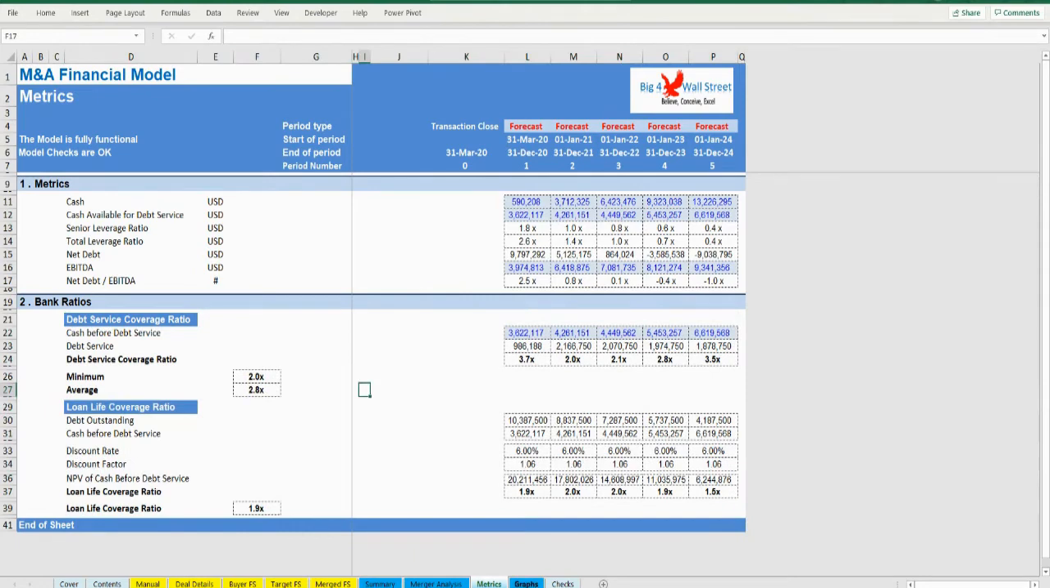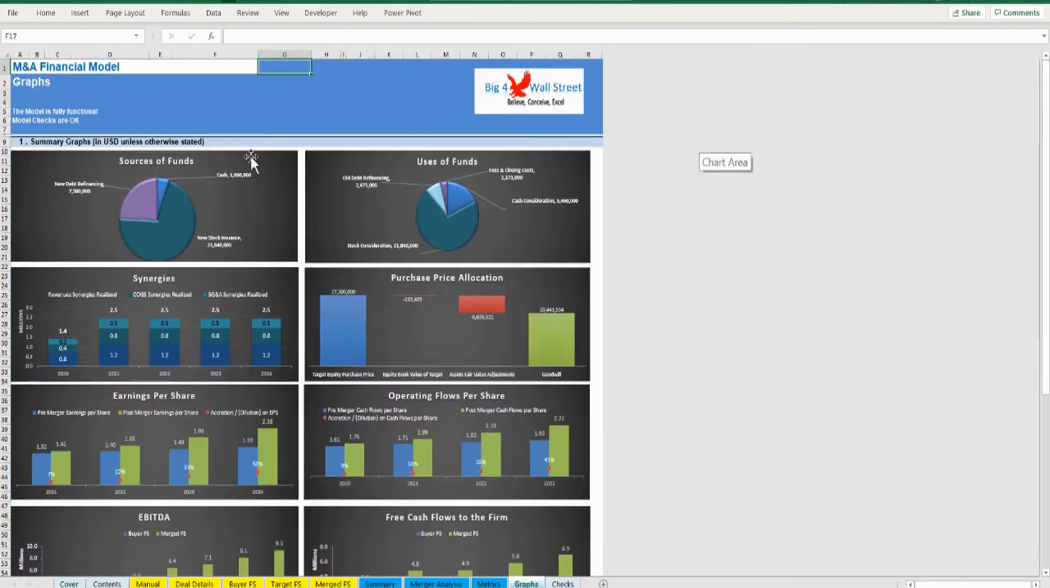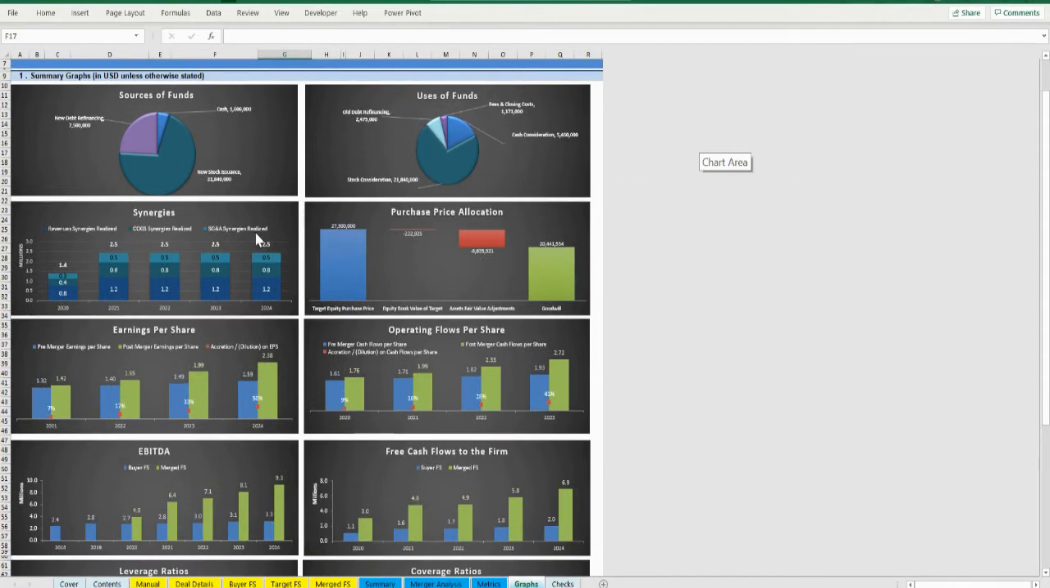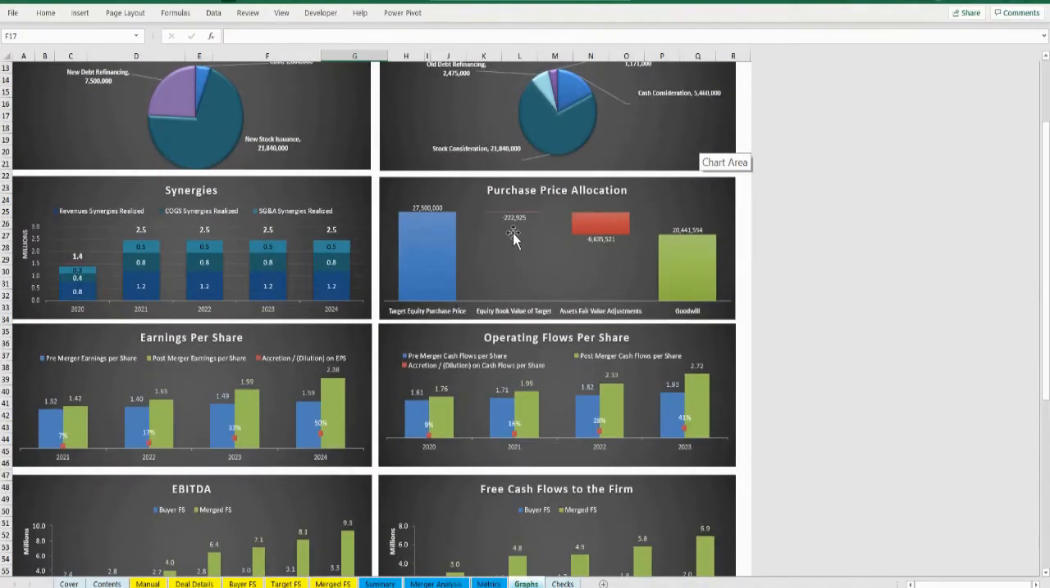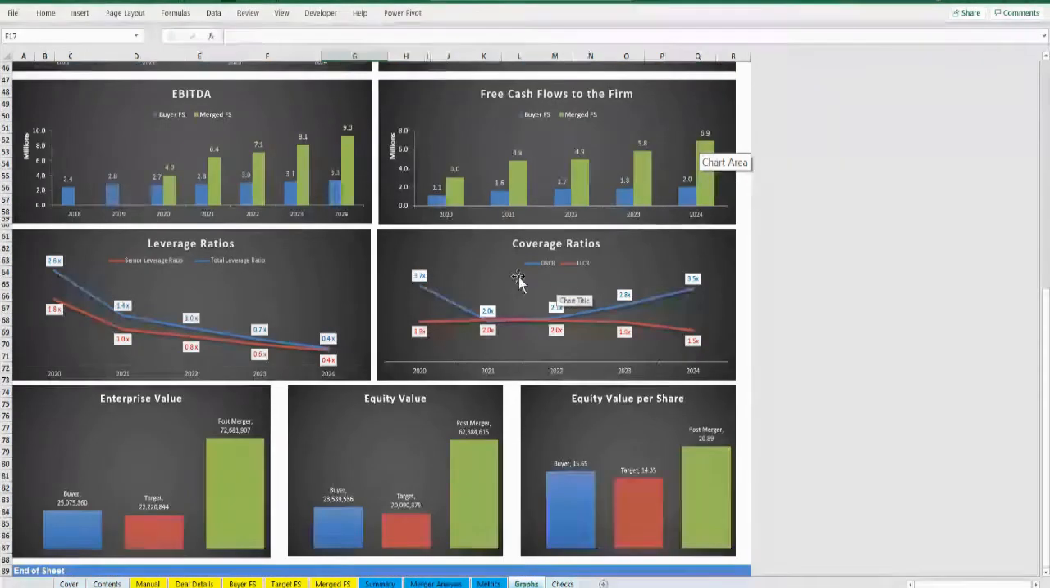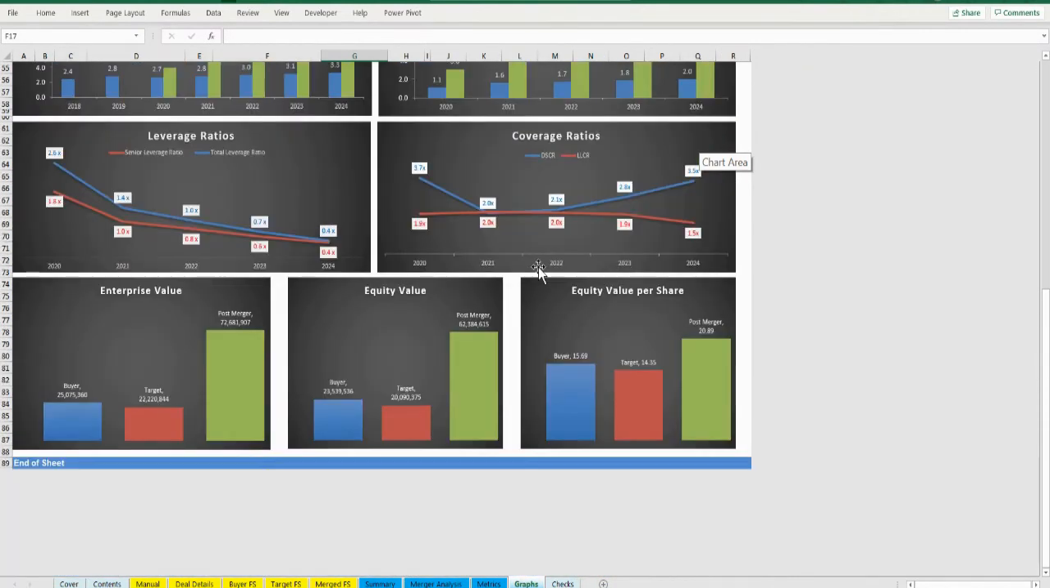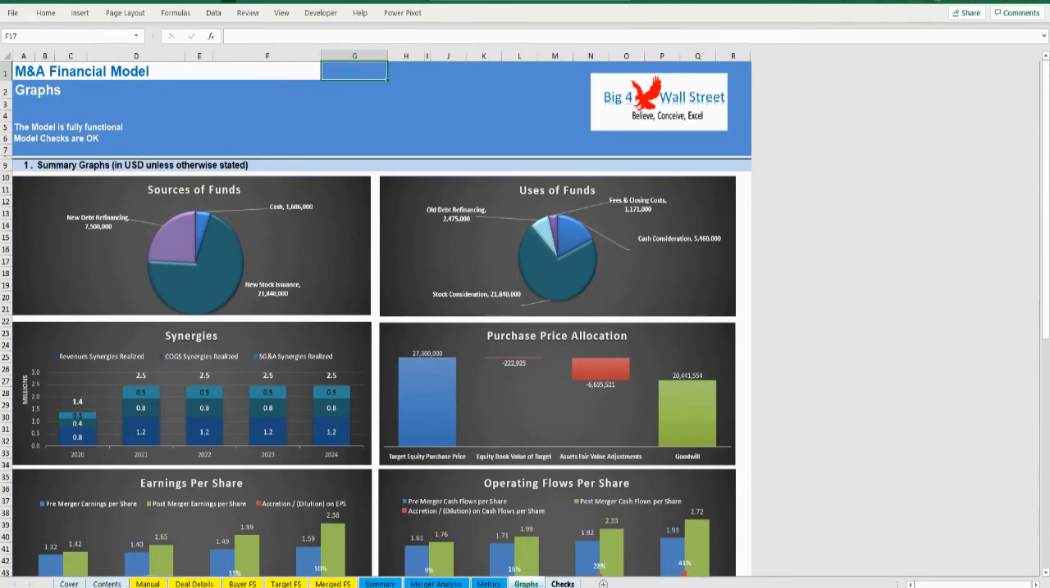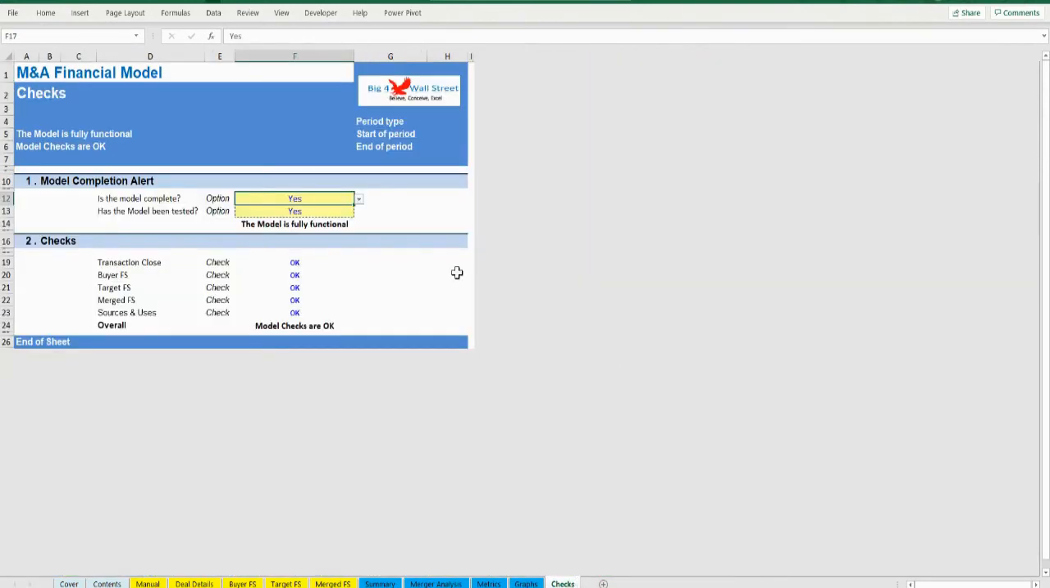In the Graphs tab, a series of graphs are presented which are related to the sources and uses of funds, synergies, purchase price allocation, earnings and operating flows per share, EBITDA and free cash flows to the firm, leverage ratios, coverage ratios, enterprise and equity value, as well as equity value per share. Checks is a dedicated worksheet that makes sure that everything is working as it should.